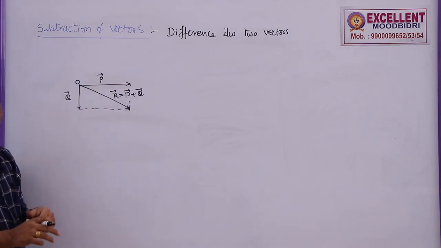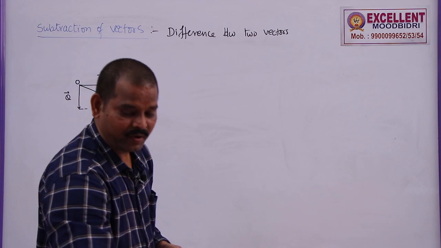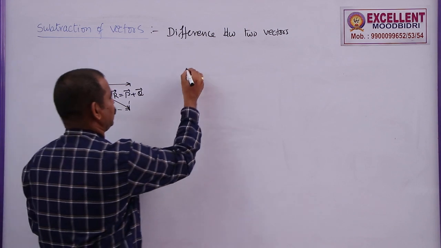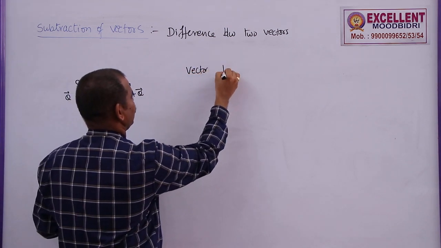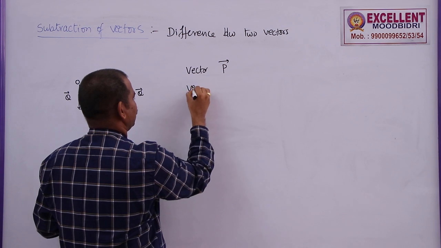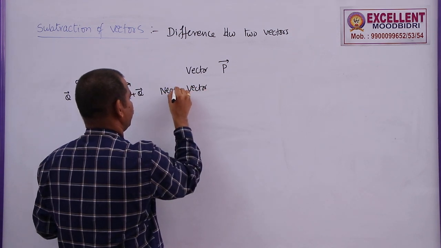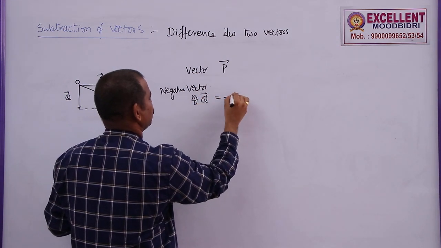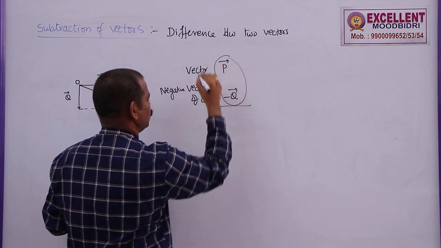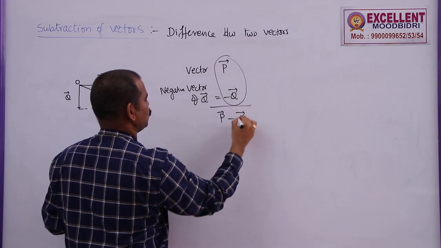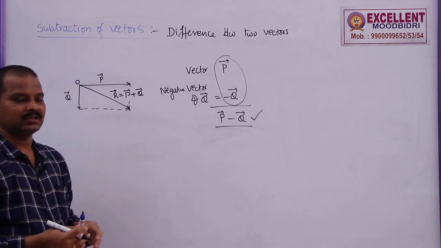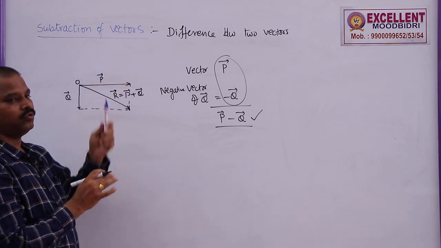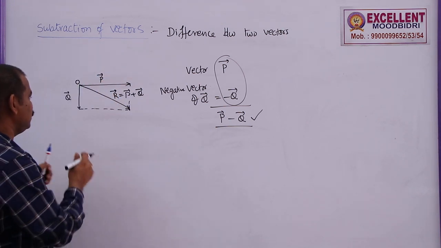Now in subtraction, there is no subtraction in vectors, but what we are going to do is add vector P bar and the negative vector of Q bar, that is minus Q bar. If you add these two, you will get P bar minus Q bar. This is how we are subtracting Q bar from P bar. That means while subtracting two vectors also, we are going to use the same method here.